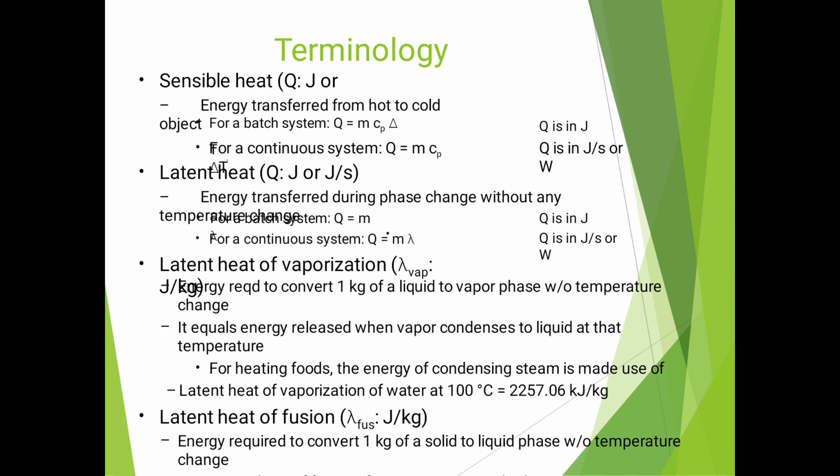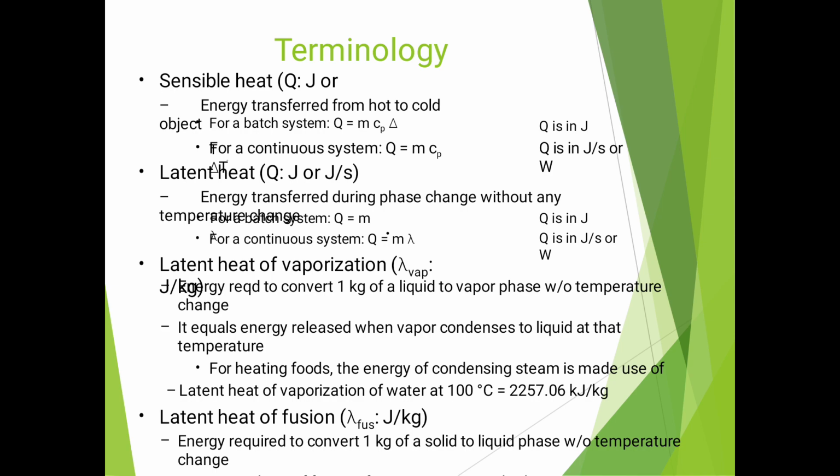For latent heat, Q is the energy transferred during the phase change without any temperature change. This is given by Q equals m lambda. m is the mass, Q is in joules, and the rate Q is in joules per second or watts.